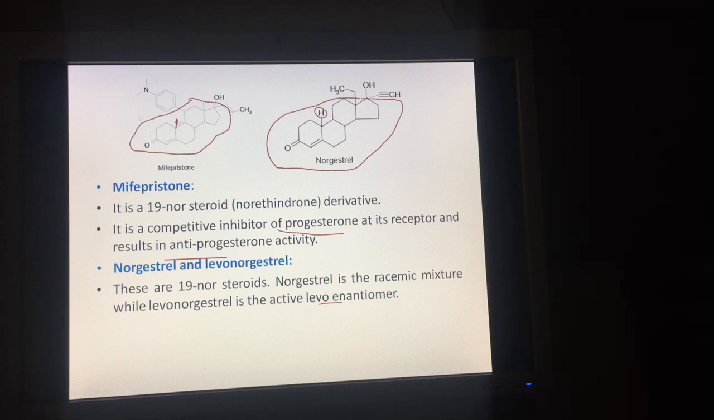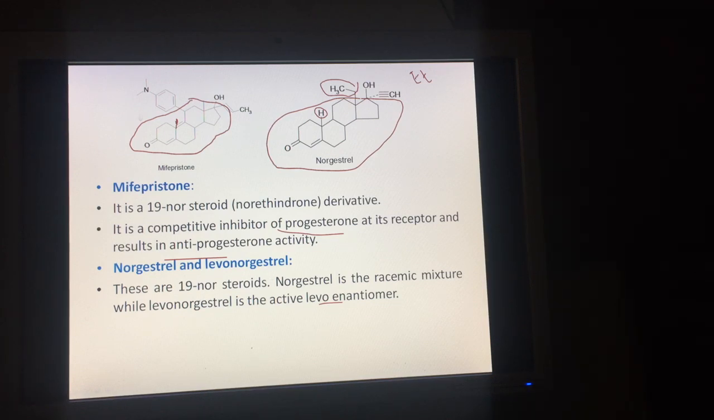In addition, in the structure of norgestrel, you can see the angular methyl group at this position has been replaced with an ethyl group. So it has an ethyl group in place of the normal methyl group that is present in the steroidal structure. So this was about norgestrel and levonorgestrel.